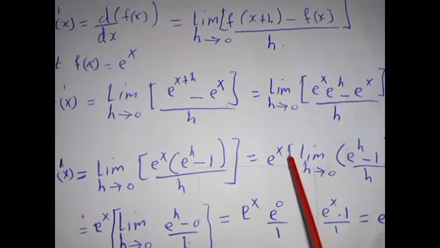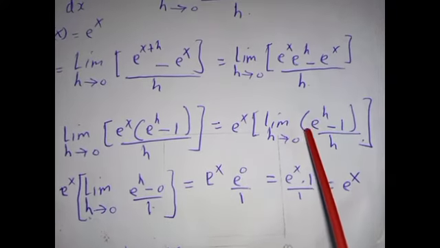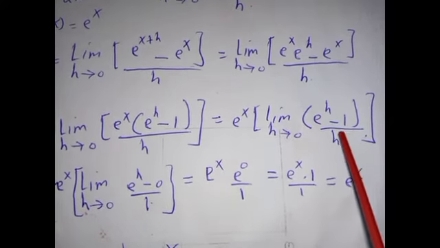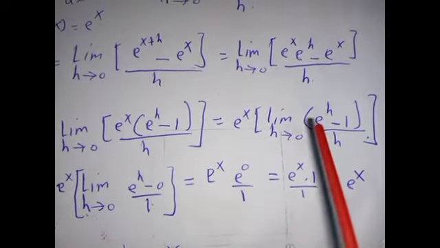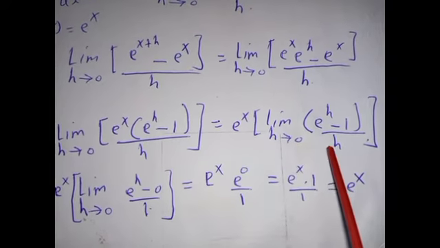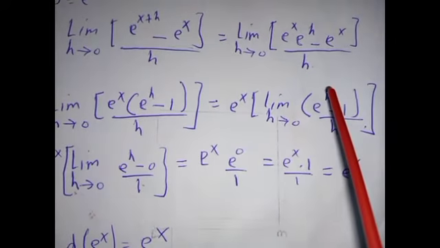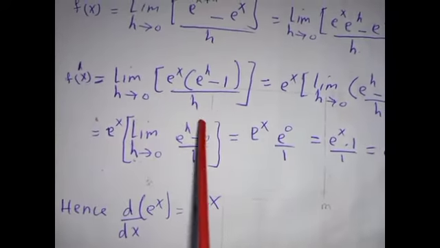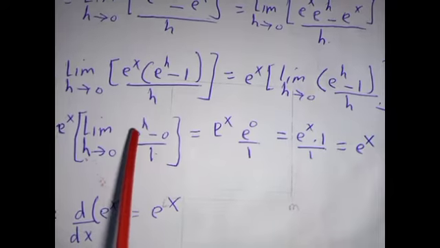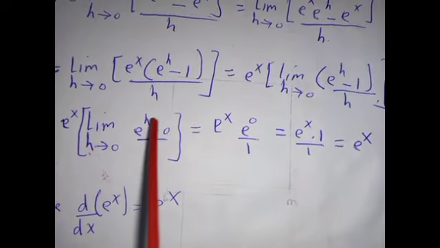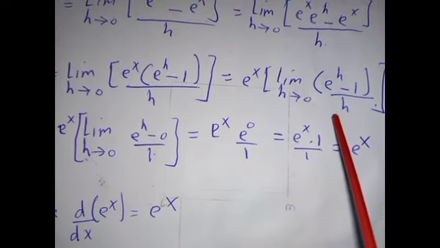So we have e^x multiplied by the limit as h tends to 0 of (e^h minus 1) divided by h. Then we are going to use L'Hospital's rule, because when you substitute 0 into this expression, it is undefined. With L'Hospital's rule, we differentiate the numerator and the denominator with respect to h. So e^h differentiated remains e^h, 1 differentiated is 0, and h differentiated with respect to h gives us 1.